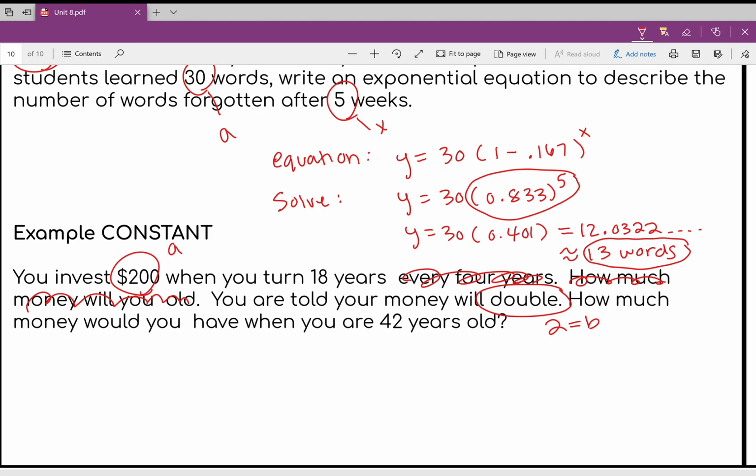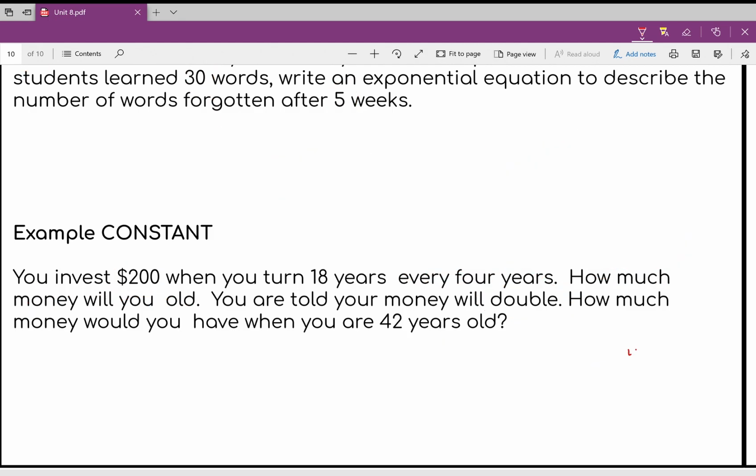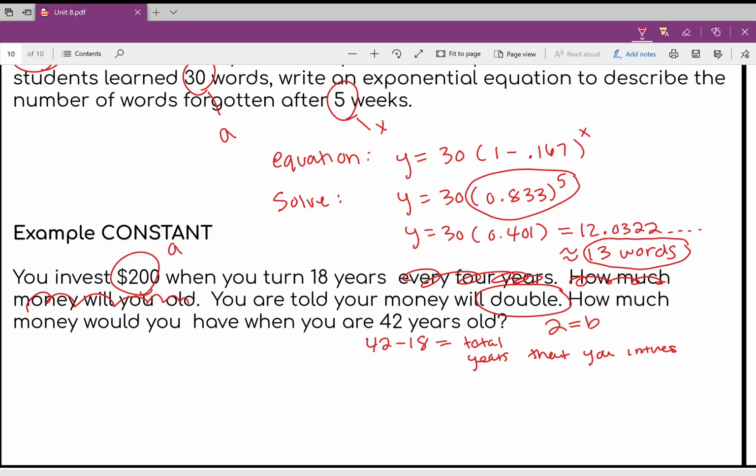But what we have to do is take 42 minus 18 to find the total years that you invested. And then that's going to be our X value. So 42 minus 18 is 24. So 24 is equal to our X value. So that means you had your money in the account for 24 years.